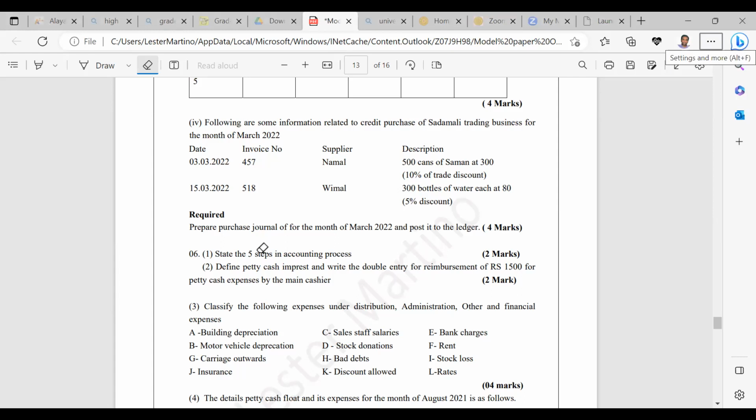Next, 15th March, Vimal, invoice number 518. 300 bottles at 80, 24,000, with a 5% discount. 24,000, 1,200. 22,800 maybe, we'll see. 300 into 80. Now take the totals.